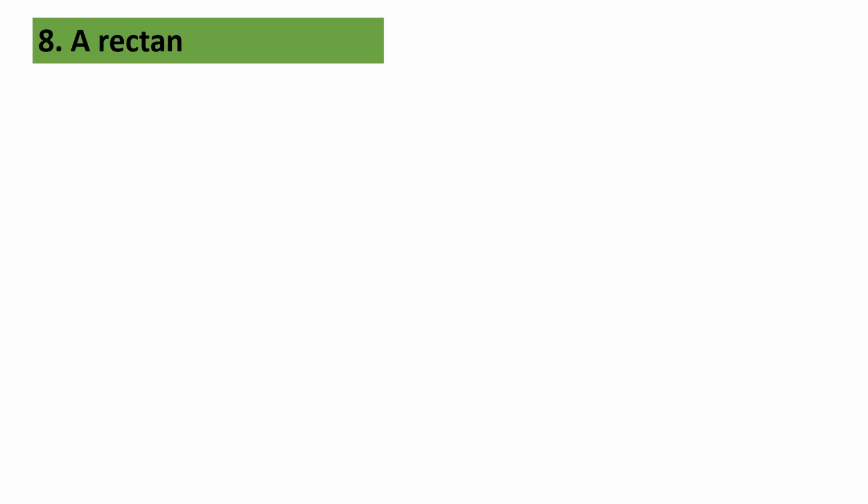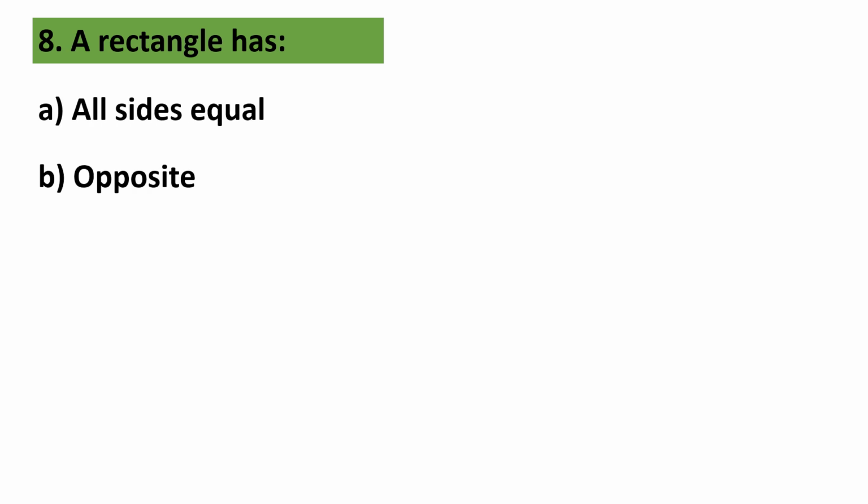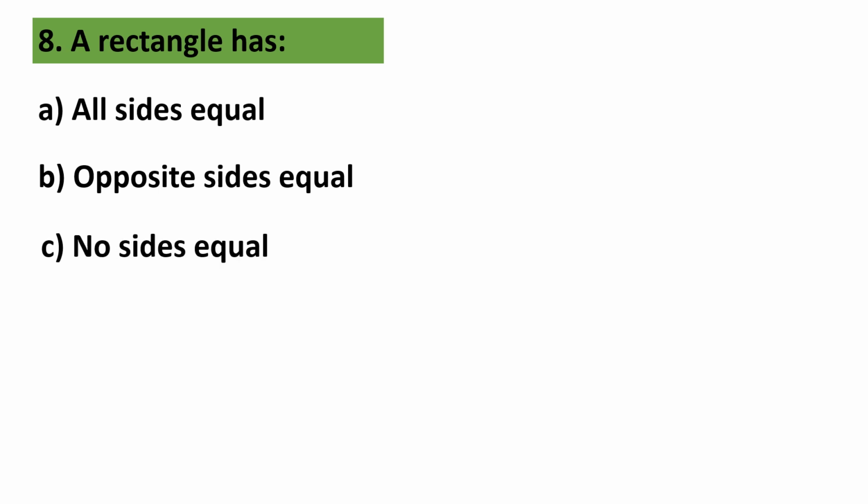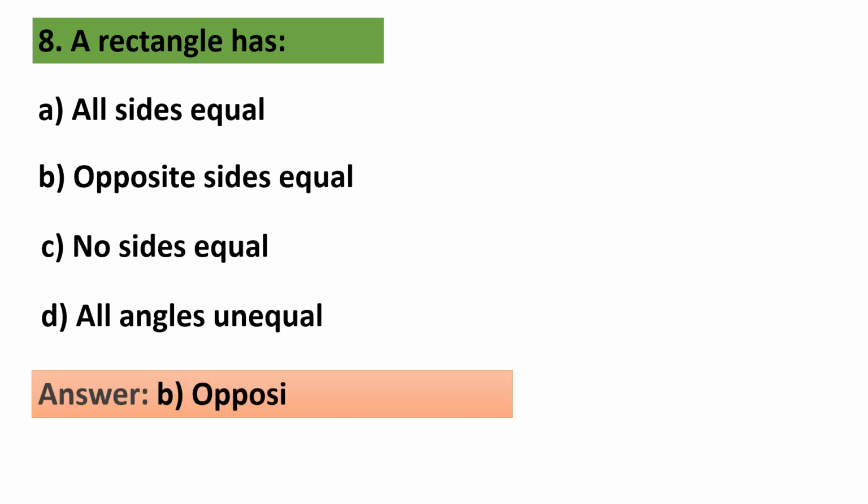Question number 8. The rectangle has: A all sides equal, B opposite sides equal, C no sides equal, and D all angles unequal. Answer is opposite sides equal. Rectangle में opposite sides इक्वल होती हैं, square में all sides are equal.